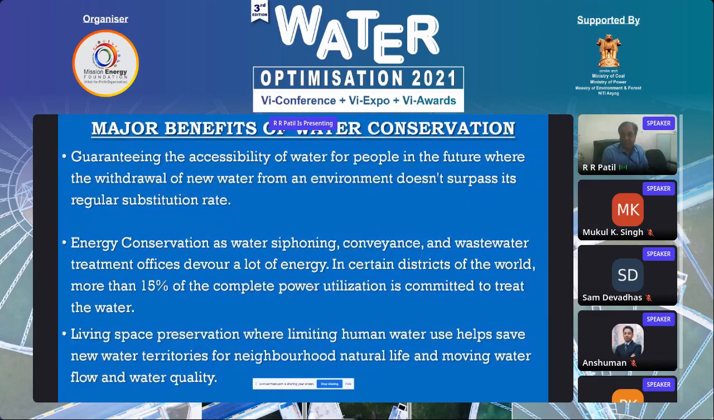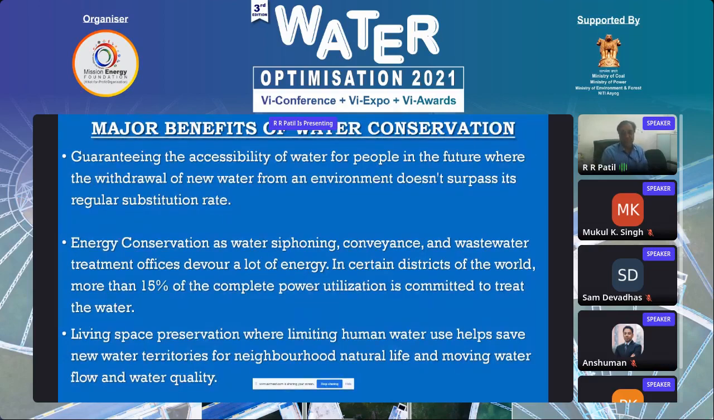Major benefits of water conservation: assurance of the availability of fresh water in a sustainable manner for future generations, and reducing the pressure to withdraw new water from the environment.